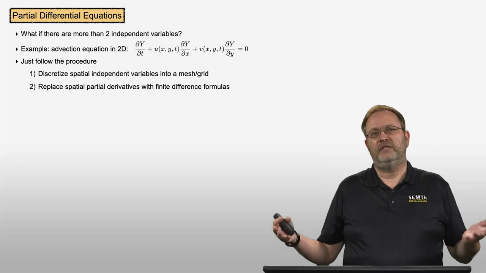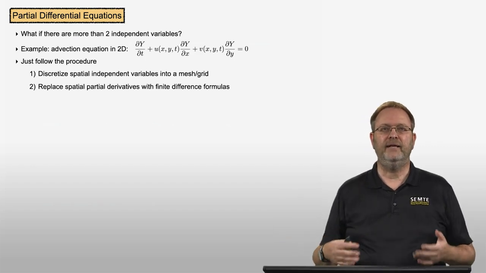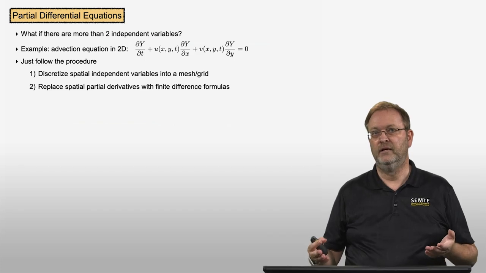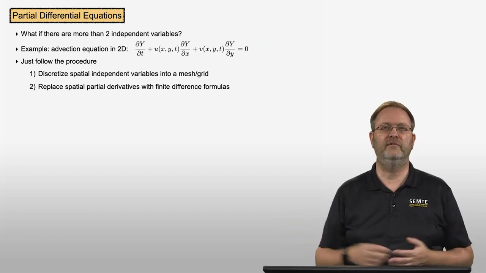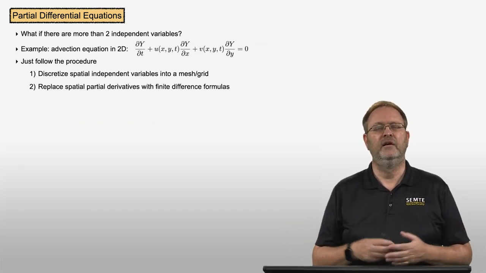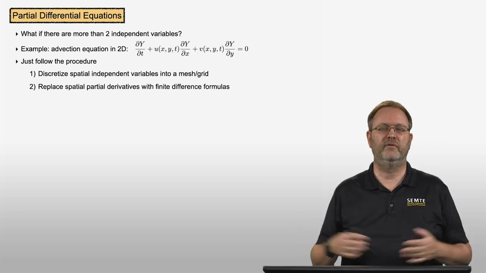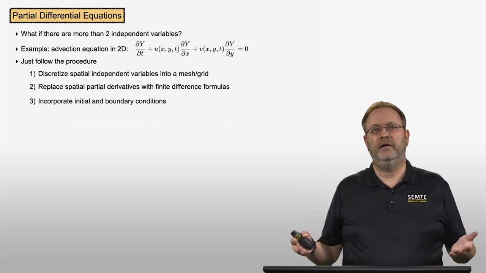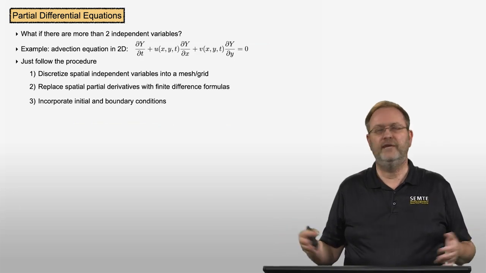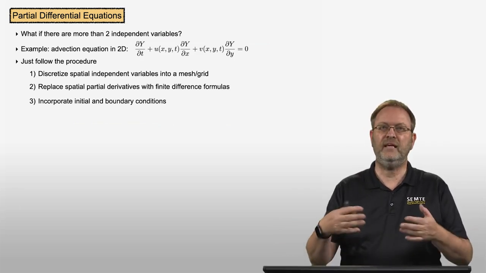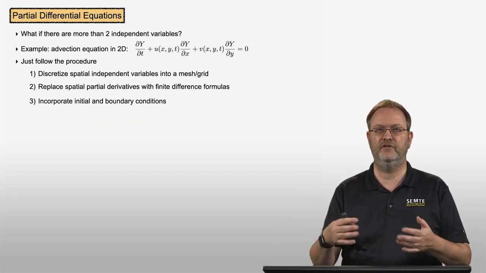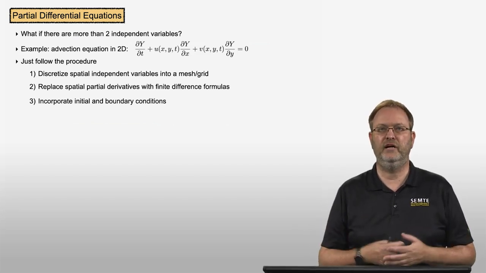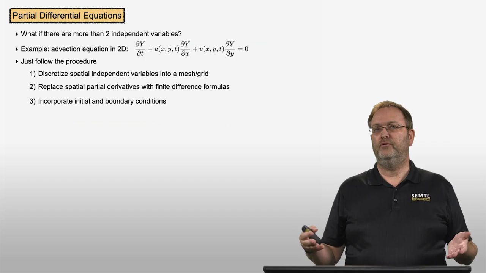And then we just follow the rest of the procedure. We replace these spatial partial derivatives with finite difference formulas. Now, there are two partial derivatives in the PDE itself, and we might have partial derivatives in the boundary conditions as well. Then we incorporate initial and boundary conditions. We set the entire interior of the 2D mesh, the values there for y, our dependent solution variable, and we have to apply the boundary conditions.